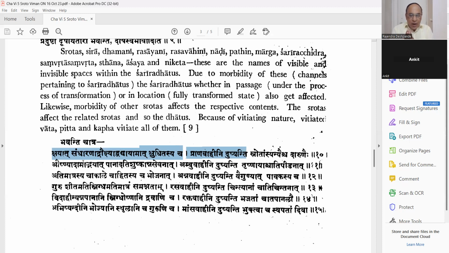Vyayama Shuditasya Pranavahini Dushyanti Srotascha Anyascha Darunaihi. Daruna Karma. Please write down. Daruna Karma, that is heavy exercises. Very serious, very beyond your capacity, beyond your Prakriti capacity, beyond your Dhatu Sarata capacity. If you are doing too much physical and mental stress, that can be the problem for Pranavahasrotas Dushti Hetu. I think these Hetus are very clear.